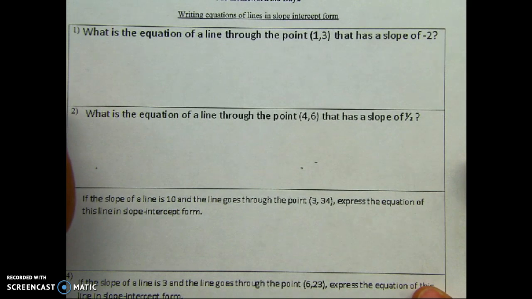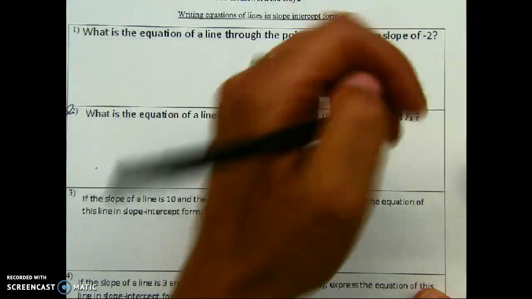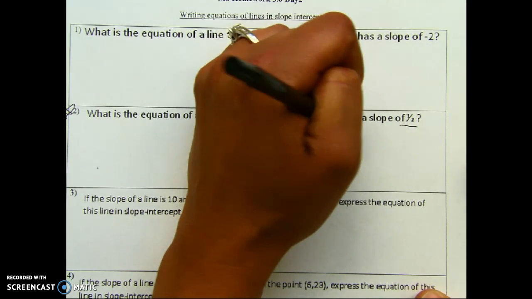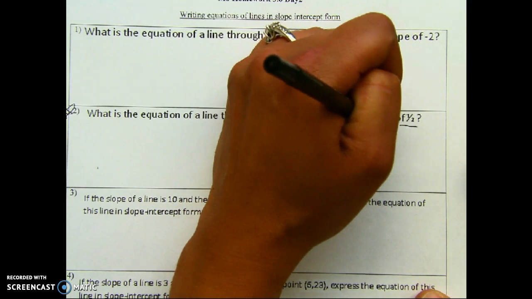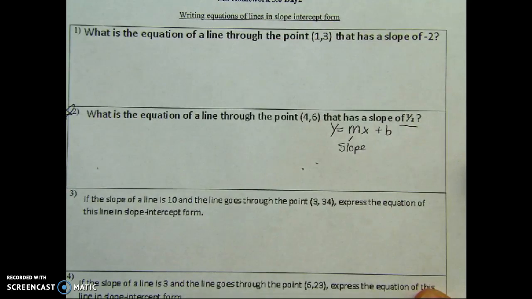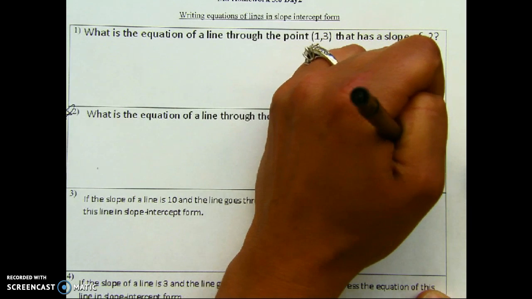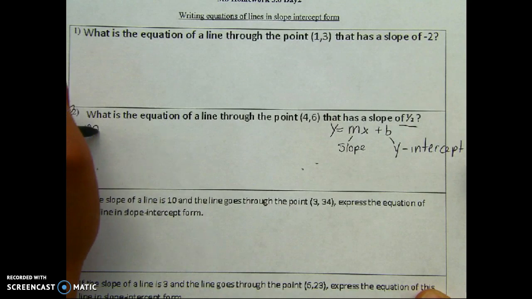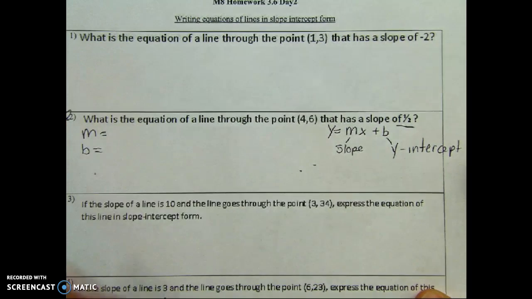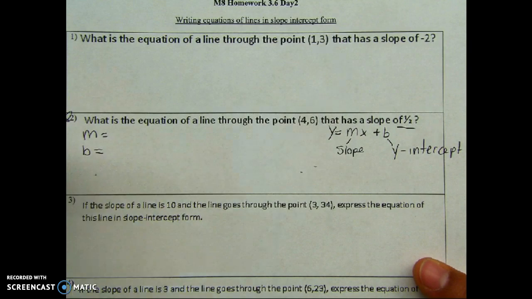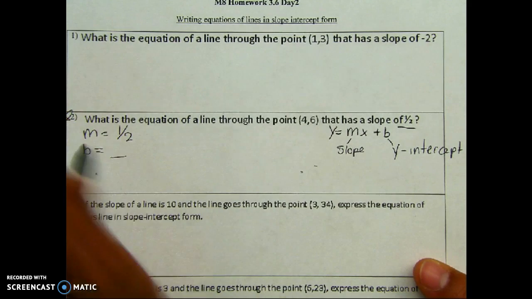I'm going to go ahead and do number 2 because the slope has a fraction. Remember, we're writing in y equals mx plus b. Again, m is my slope and b is my y-intercept. These are the two things we need to write the equation, my slope and my y-intercept. The slope given is 1/2, but we don't have our b. This is what we're looking for.